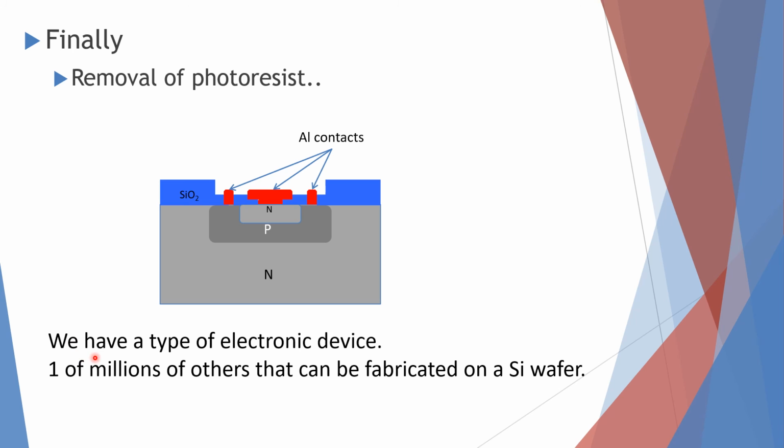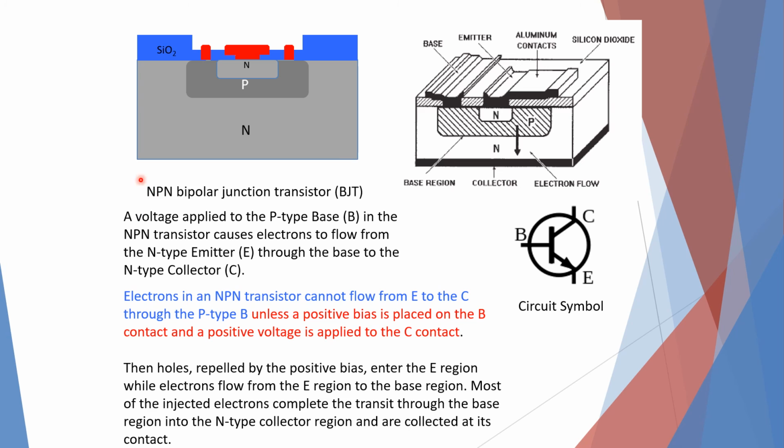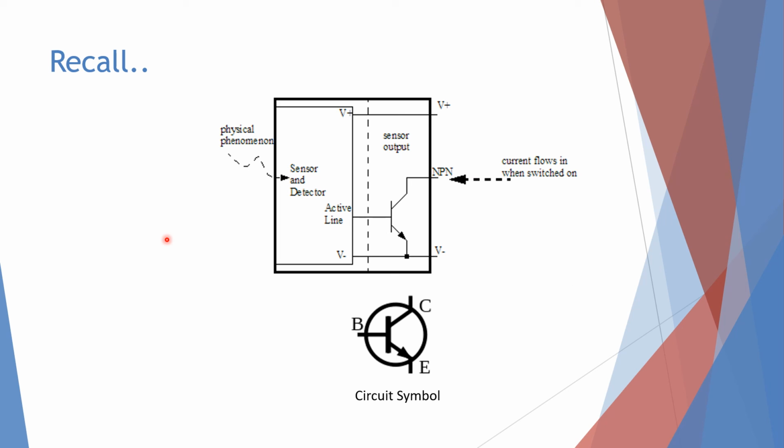So this is one of millions of others that can be fabricated on the Si wafer. This one is just one simple transistor. You can read on this one. Recall back on the electrical, if you remember what you learned in electronics or electric circuits, about the transistor, the NPN transistor. If you still don't remember what the NPN transistor is, you can remember this circuit symbol.